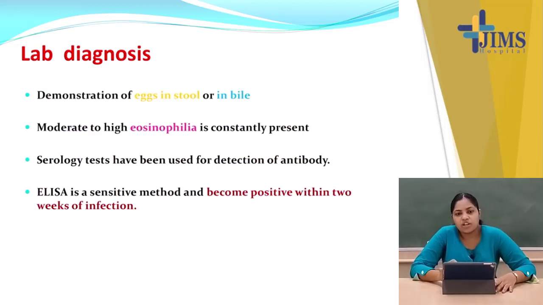So coming to the laboratory diagnosis of Fasciola hepatica, we demonstrate the eggs in the stool, or we can aspirate the bile and demonstrate the eggs. These eggs are bile stained eggs, and usually we can go for the blood test. There is eosinophilia, where the eosinophil count is increased, and we can go for serological tests also. The ELISA test is a sensitive test and it can be positive within 2 weeks of the infection.